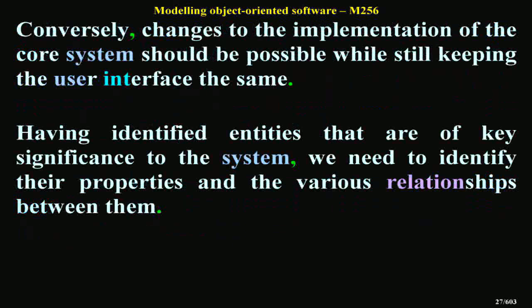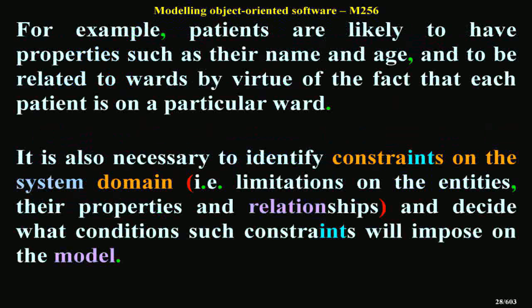Having identified entities that are of key significance to the system, we need to identify their properties and the various relationships between them. For example, patients are likely to have properties such as their name and age, and to be related to wards by virtue of the fact that each patient is on a particular ward.